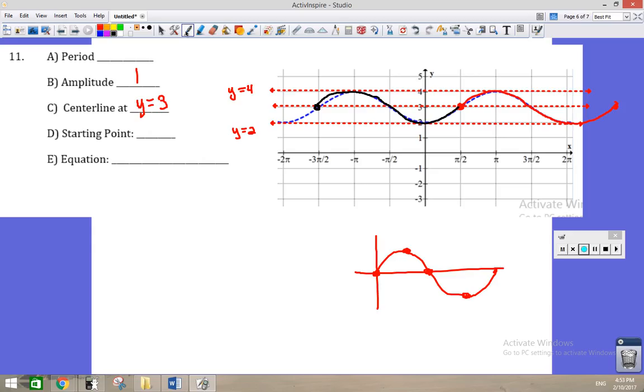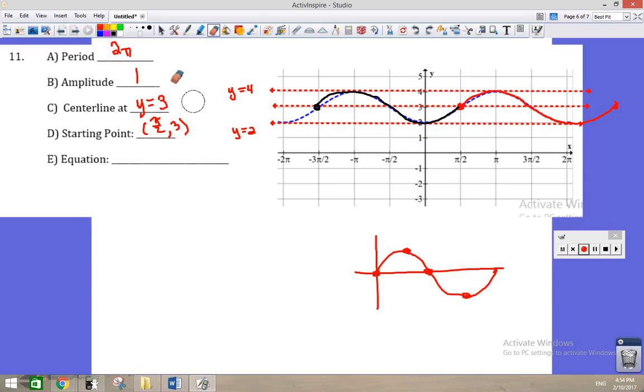Alright, so my starting point I'm going to have with an x-coordinate of pi over 2 and a y-coordinate of 3, because that's the center line. And I know the sine is starting on the center line. Now, my period. Over here it's hard to read, but I can see that from negative 3 pi over 2 to pi over 2, that's the length of my period. So if I take this value of pi over 2 and subtract negative 3 pi over 2, I'll have this distance. That's 4 pi over 2. So hey, that's 2 pi. So we've got this basic sine curve that got shifted to the right pi over 2 units.